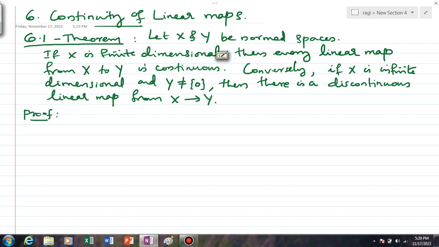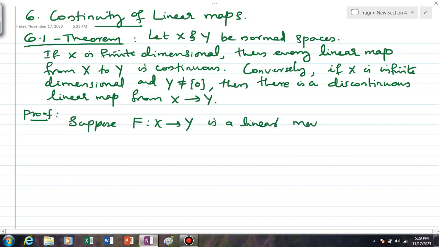So the important matter we have to note is, if the domain of the linear map is finite dimensional, then the linear map becomes continuous. Now we have to prove the first part. For that, suppose F from X to Y is a linear map and capital X is finite dimensional.